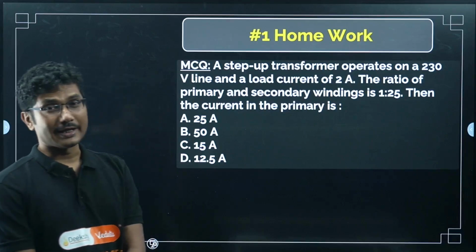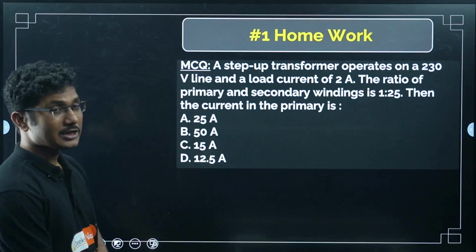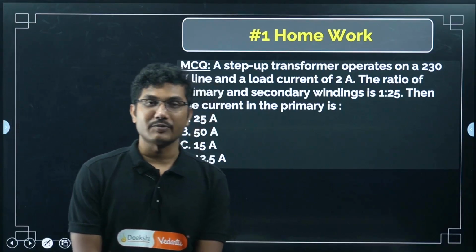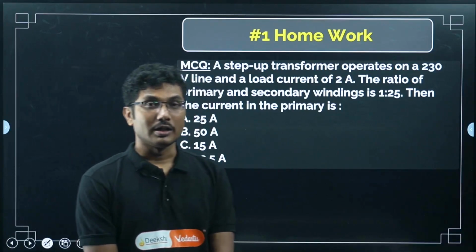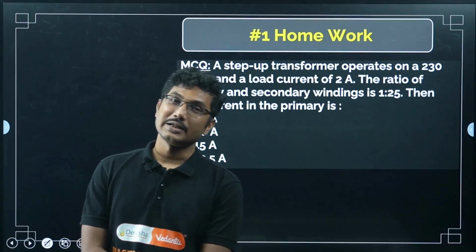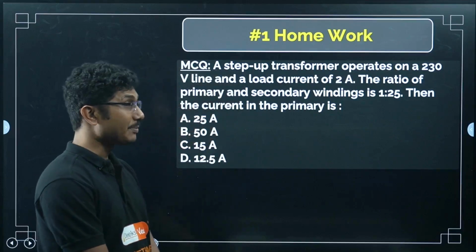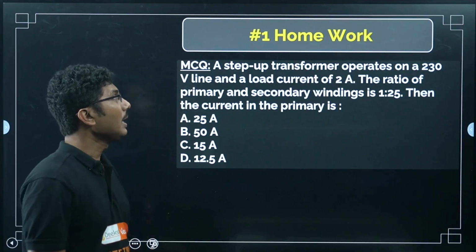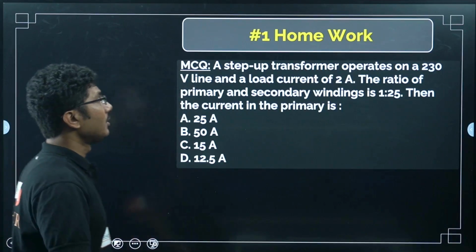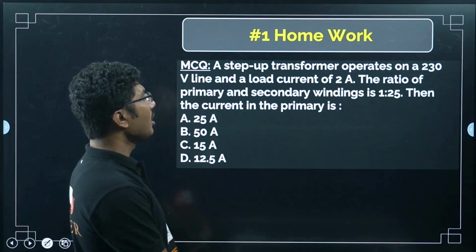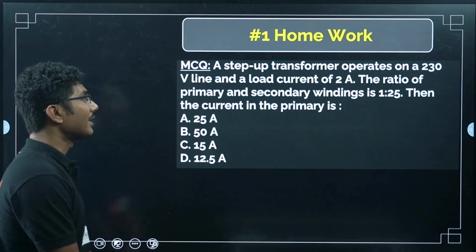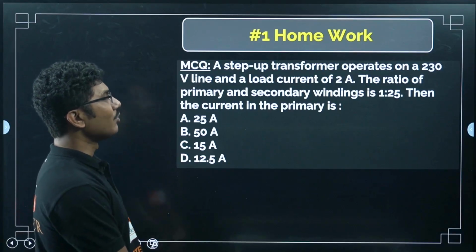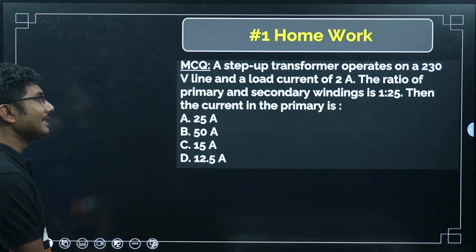So this question, let me explain it to you. A step up transformer. Step up transformer means when we get the output more than the input voltage. For example, I told you the example where we are increasing the voltage in the power station. The step up transformer is used in power stations where 5 volt is converted into 1 kilovolt. So that is a step up transformer. A step up transformer operates on a 230 volt line and load current of 2 ampere. The ratio of the primary and secondary windings is 1:25. Then the current in the primary is.